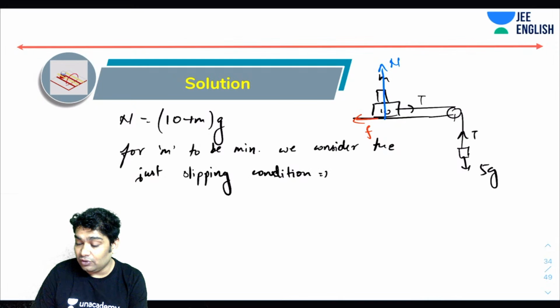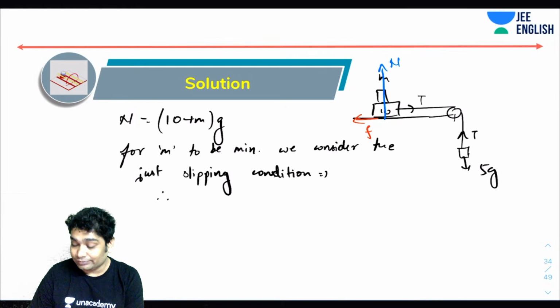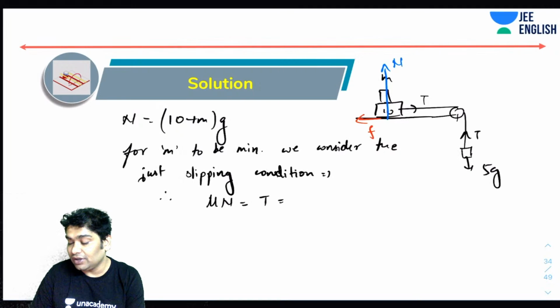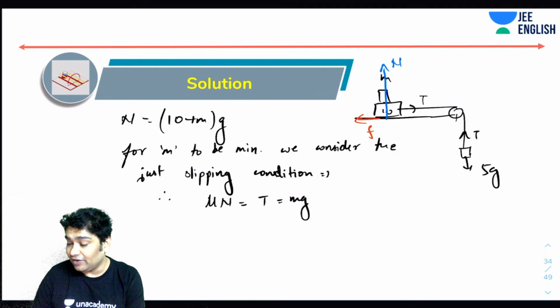So therefore, what we will have is, hello Soham, how are you? Therefore, you will have that mu times N, which should be equal to T, which should be equal to mg or 5g.